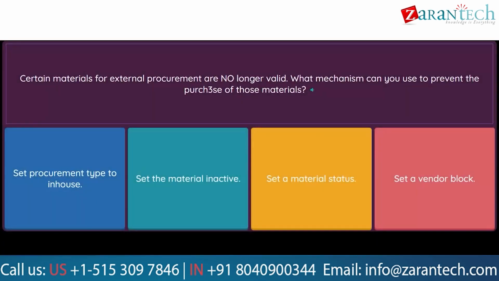Question: certain materials for external procurement are no longer valid. What mechanism can you use to prevent the purchase of those materials? Option 1: set procurement type to in-house. Option 2: set the material inactive. Option 3: set a material status. Option 4: set a vendor block.